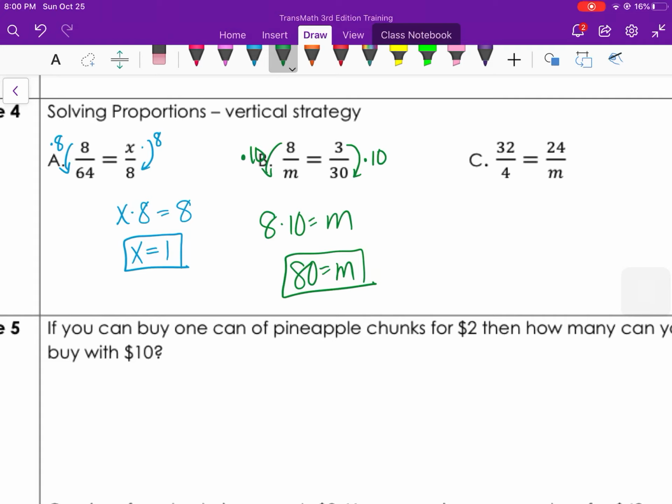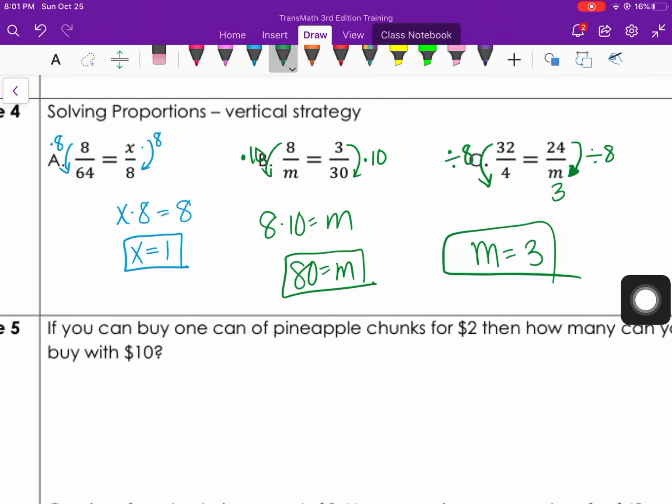Here I can go either divide or go from bottom to top. So 32 to 4 is from big to small, so you're actually dividing. 32 divided by 8 is 4, because 4 times 8 is 32. So 24 divided by 8, if we're going this way again, is going to equal 3. So m equals 3.